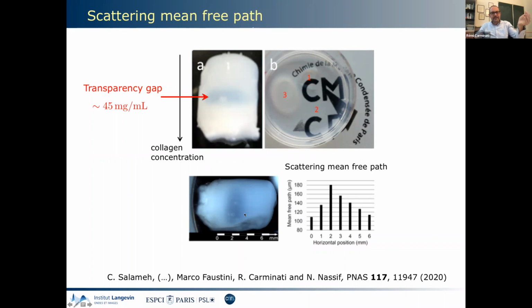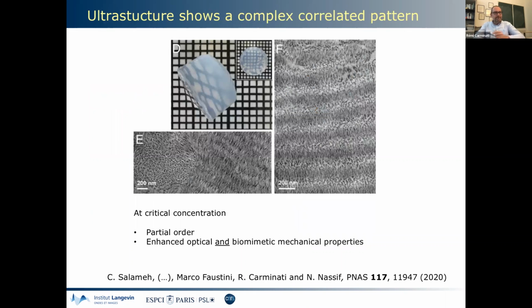And what we've shown by correlating those measurements to the microstructure that we measured by TEM, because they cut the sample and they could measure it, is that this increase of mean free path, which means this increase of transparency, corresponds, at a given concentration, to this very peculiar structure, where you start to see that the collagen fibrils are really organized. So it's still disordered, but you get this organization. That explains that the scattering is reduced by correlations, but at this stage, I cannot do more.